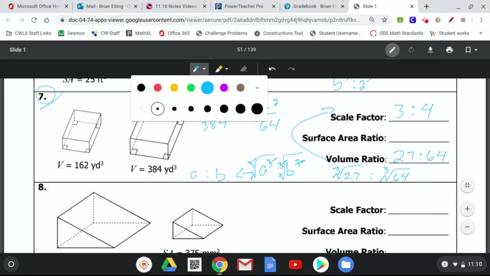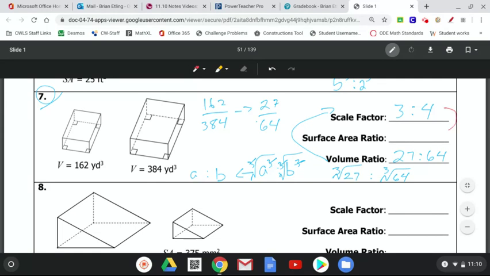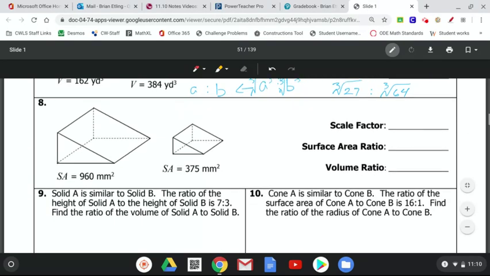And once we have that, then we can take the scale factor and find the surface area ratio, because what we're going to do is 3 squared to 4 squared. So 3 squared is going to be 9. 4 squared is 16. So those are all our ratios right there. So moving on to the next one.